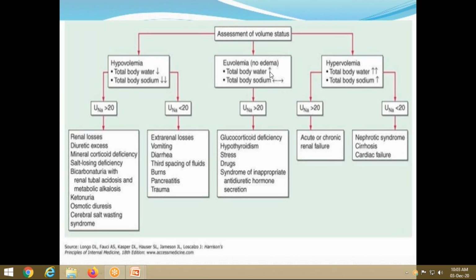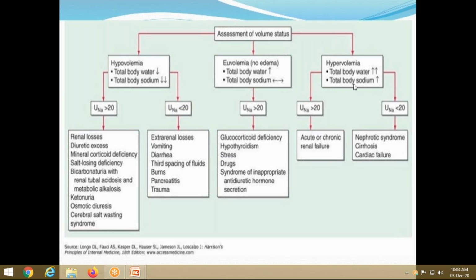We have already seen that there is hypovolemia, euvolemia, and hypervolemia. What does hypovolemia mean? There will be hyponatremia, and there will be decreased body water and decreased body sodium. Both will be decreased, but the sodium is more decreased than water. That's when hypovolemic hyponatremia occurs. Whereas in euvolemia, the sodium levels are normal, but the water is increased. There is no change in the sodium, only water is increased. Whereas in hypervolemia, both water and sodium are increased.